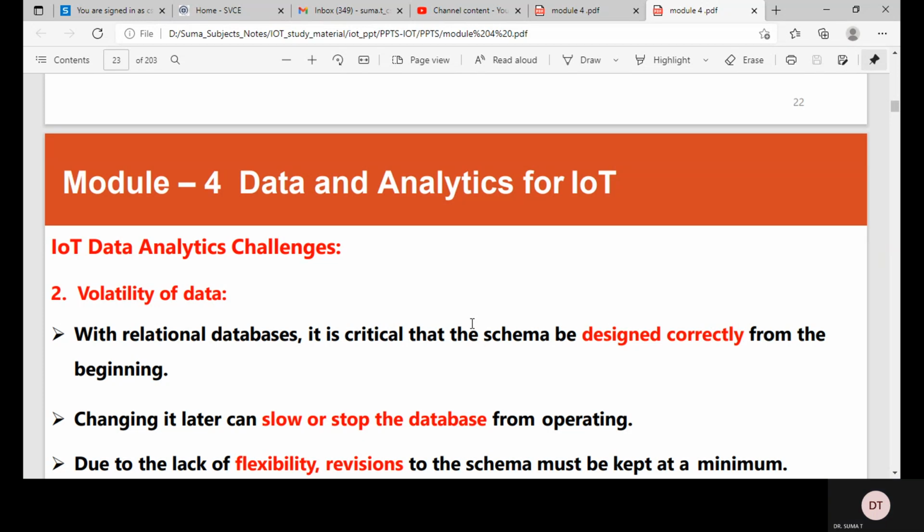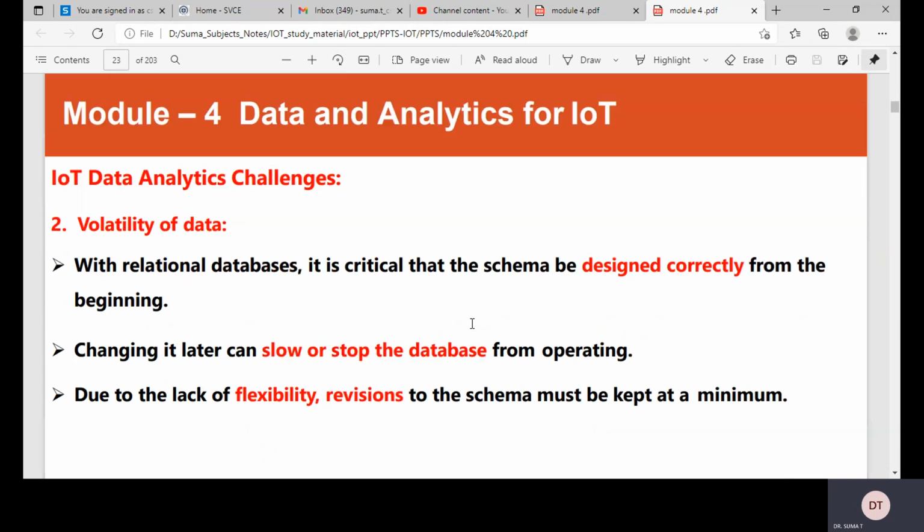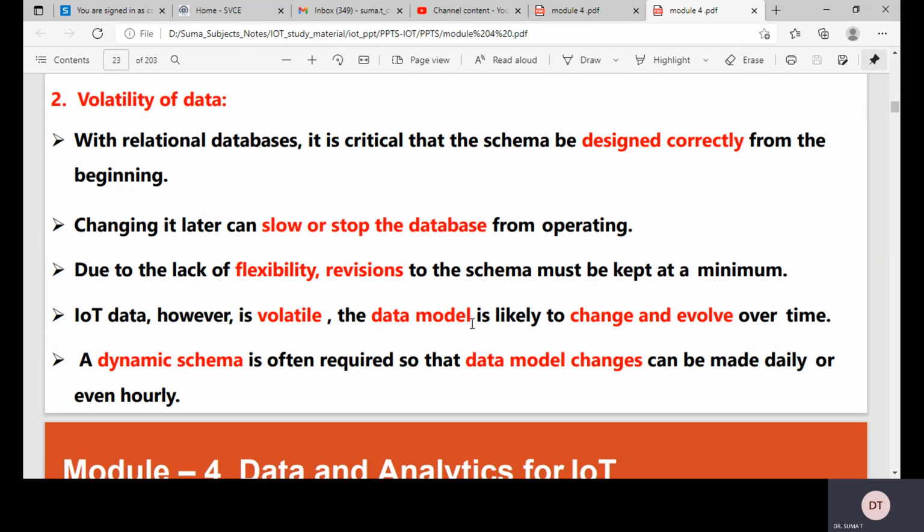Next is the volatility of the data. With respect to the RDBMS, it is very critical that the schema be designed correctly from the beginning. We have to design the schema from the beginning, because changing it later can slow or stop the database from operating. Due to the lack of flexibility, revisions to the schema have to be kept to a minimum. Otherwise, maybe you are going to lose the data, or it may stop the process itself, right?